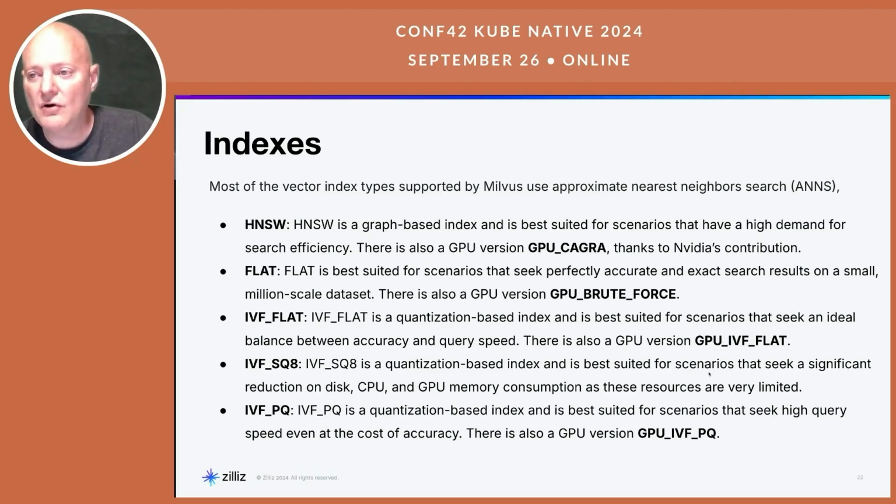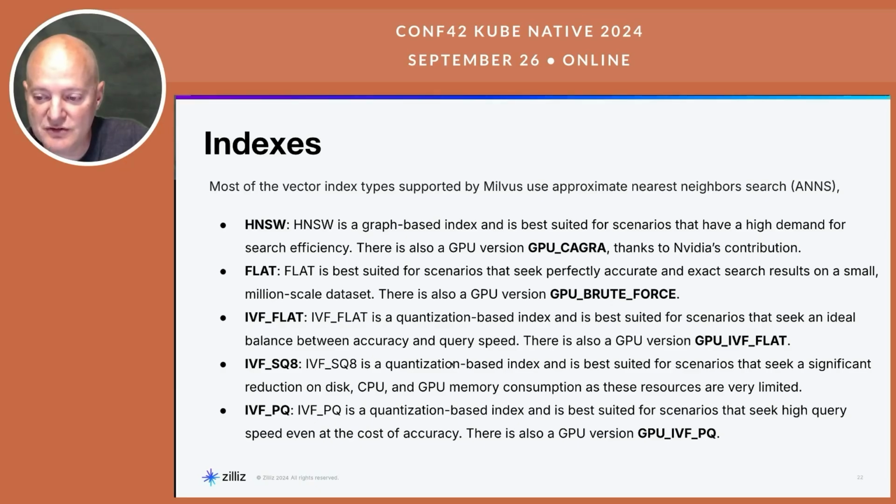Support for all the major vector index types out there, approximate nearest neighbor search type stuff. Everyone's used HNSW. That is very good, graph-based. The Cagra one by NVIDIA is a GPU version, which is incredibly fast, which is important. If you want things super accurate, might not work on a super large one. You could do flat. There is a GPU version of that. The quantization-based IVF flat is a nice balance. A little faster there. Accuracy is not as high as the pure flat.